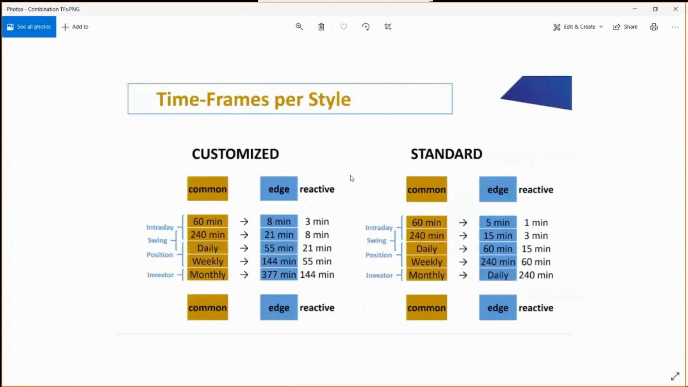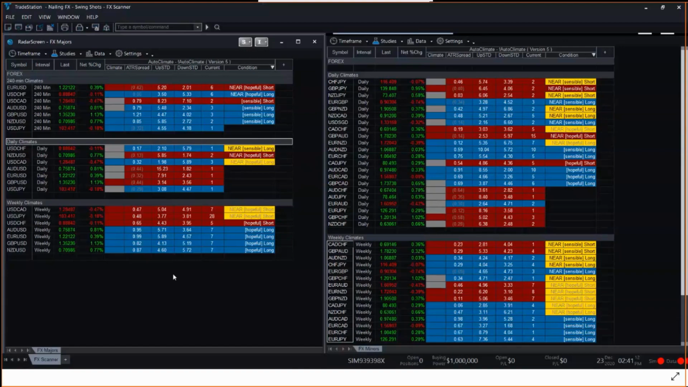The time frames that we're going to be looking at are these ones, swing trading time frame. So we're using 240 and daily as our higher time frames. That's what we call our common time frame. And we'll be going down to a 21 or a 55-minute chart for our lower time frame or edge time frame. So those are the ones that we're going to be looking at. Again, for you guys, if you want to do different styles of trading, totally fine. Just use the different set of time frames and then you will apply the same methodology.